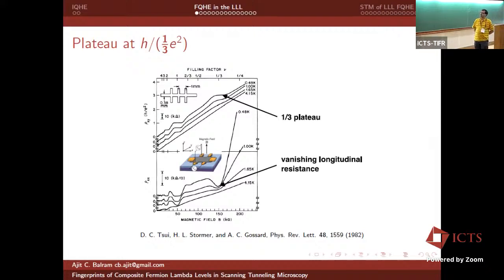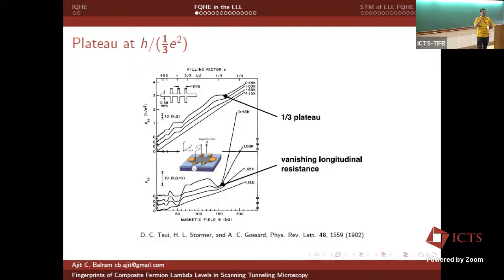went to much larger fields, and found that the Hall resistance in their case was quantized in fractional units. So the h over e squared had a denominator that is now multiplied by a fraction like 1/3. So this is the famous 1/3 plateau. And phenomenologically, this looks very similar to the integer quantum Hall effect in that you get a quantized Hall plateau and a vanishing longitudinal resistance.